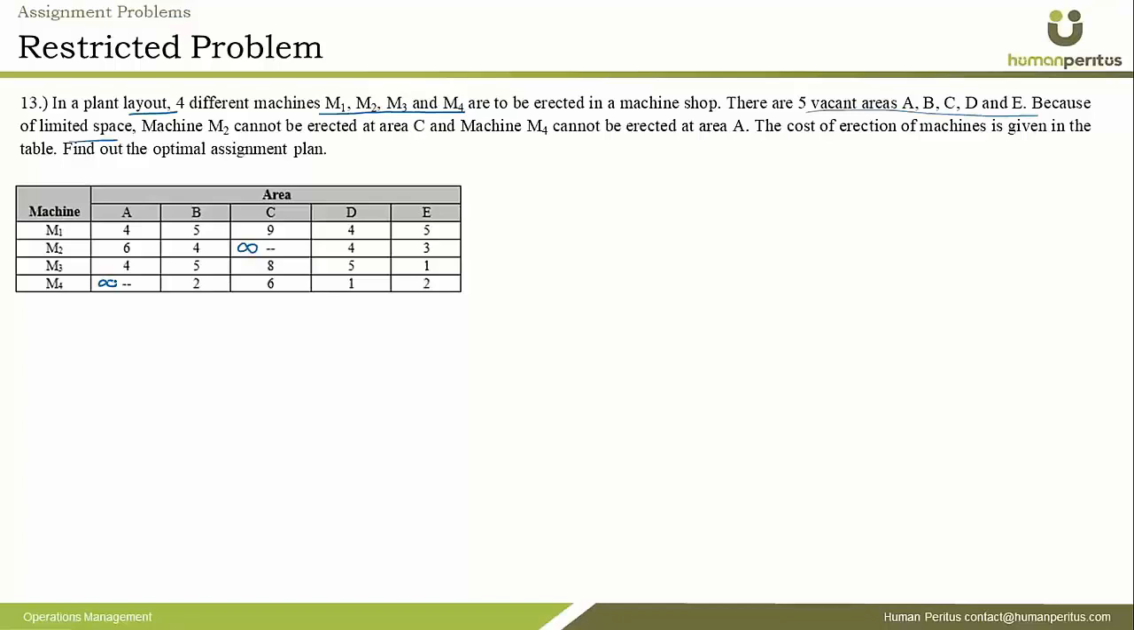So it says that machine 2's size is a little big, so it cannot go to area C. And machine 4 cannot go to area A. So what I will do is assume that the cost of doing this particular thing is infinity. The cost of erecting machine 2 at C is infinity. And why are we using infinity? Because of calculation simplicity. You will see that this infinity will make the calculation simpler.